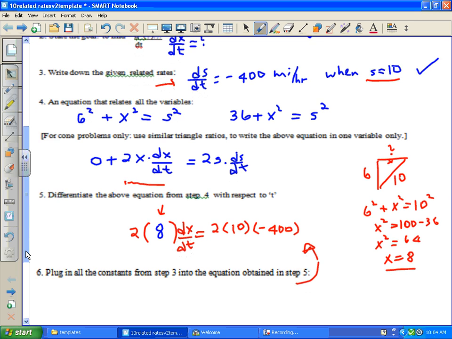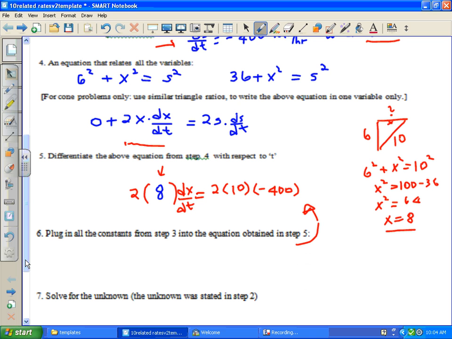And go ahead and find out what dx/dt is by dividing both sides by 16. So on the right-hand side, I have 2 times 10, or 20, times negative 400, divided by 16. Of course, you could simplify it a little bit, etc. Or you can just put it all in the calculator and get a result. So there I'm getting 500.